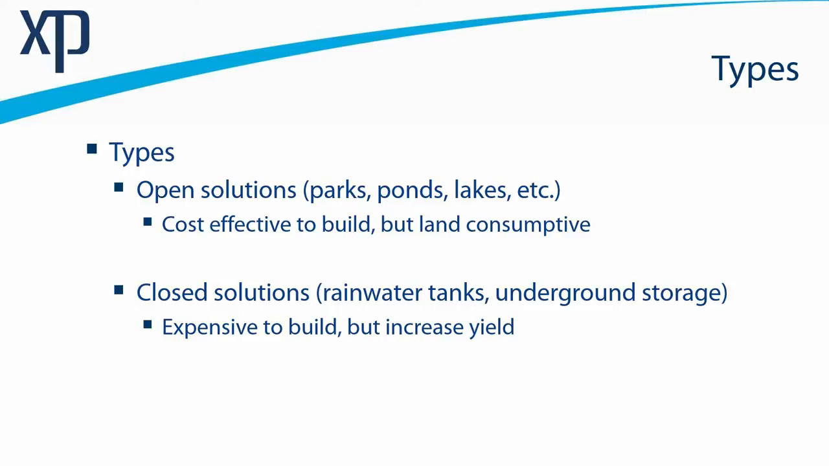Closed solutions are rainwater tanks, which can be above ground and located on residential or commercial or industrial structures, or underground storages underneath car parks or roadways are very common these days. Consequently, because they are a structure themselves, made out of some specific material, be that plastic or concrete, they are expensive to build, but when we seek to increase density and maximise yield for our clients, increase profitability and at the same time produce high quality living areas, sometimes these solutions are very popular.